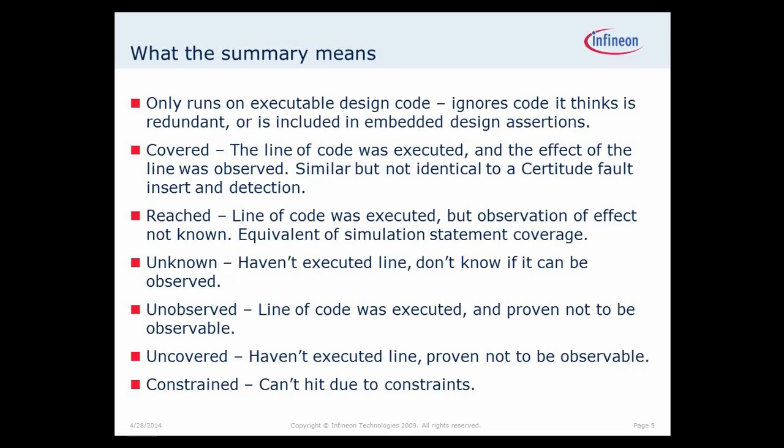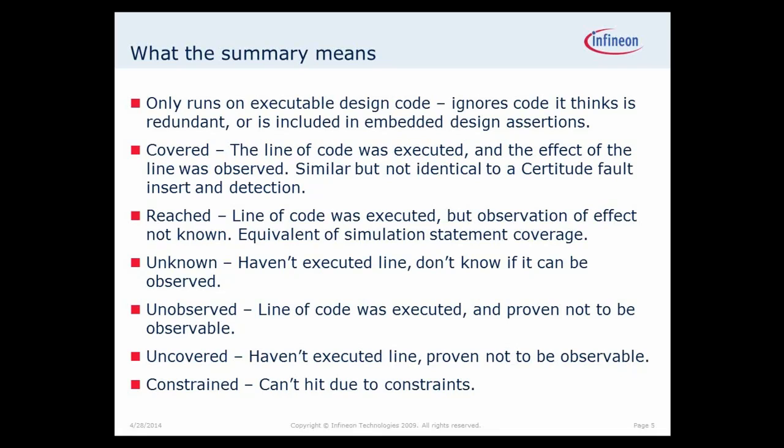So in that sense, it's very similar to certitude, but it is different. The way it handles it is slightly different. Then you've got reached, which was the line of code that was executed, but the tool couldn't formally prove one way or the other whether a fault on there would have been observed or not. So it's the equivalent still to data coverage from a traditional simulation.